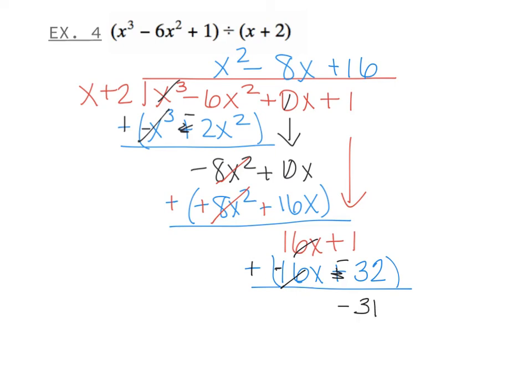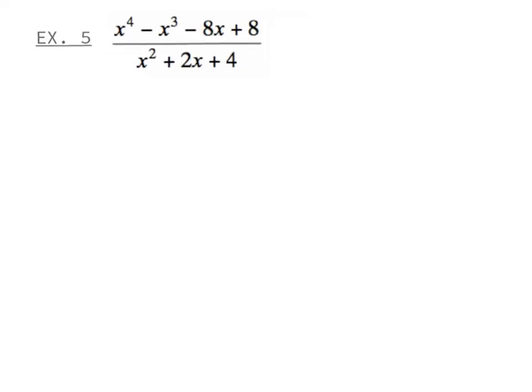So the answer will look like everything that I divided on top of my house, x squared minus 8x plus 16 minus 31, and that 31 was being divided by x plus 2, so it's always going to be the remainder over whatever I was dividing by. Okay, so you can do long division with binomials, but you can also do it with trinomials. So just be sure it's in standard form.